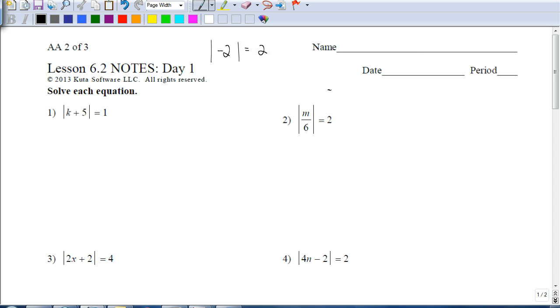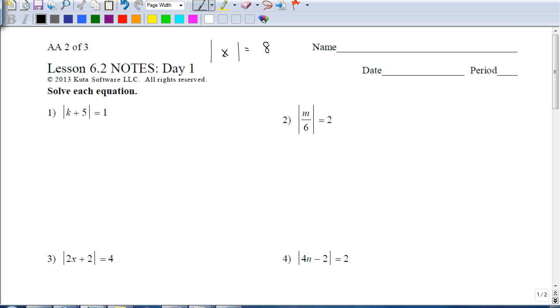So in other words, the absolute value of negative 2 is 2, because negative 2 is 2 units from 0 on the number line. If I have the absolute value of negative 7, my answer would be positive 7, because negative 7 is 7 units from 0 on the number line. If I had the absolute value of 8, it's still just 8 as my answer, because it's 8 units away from 0.